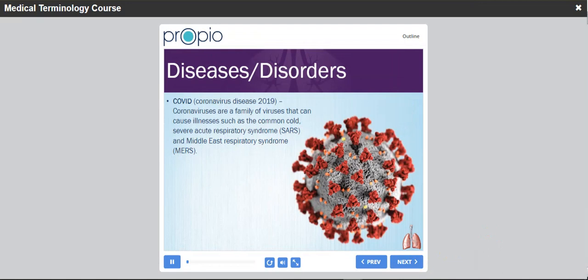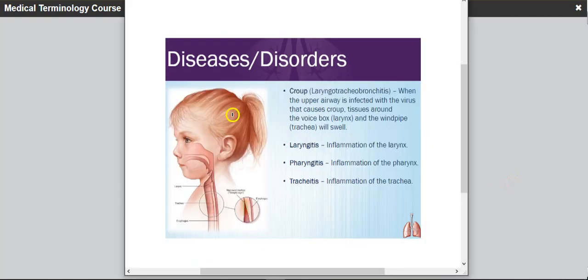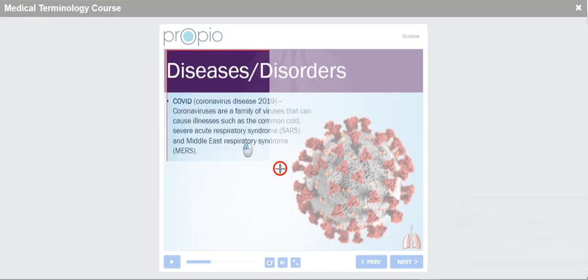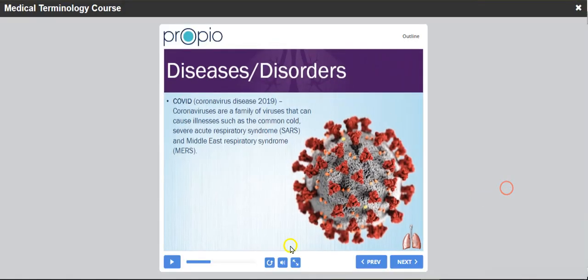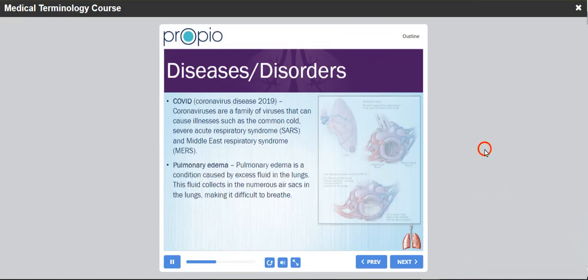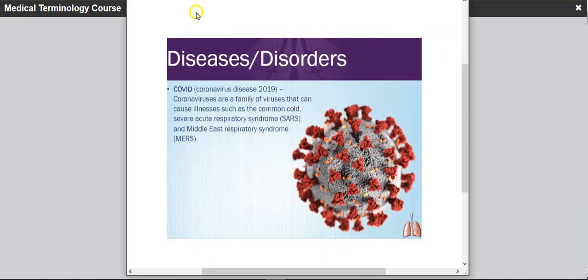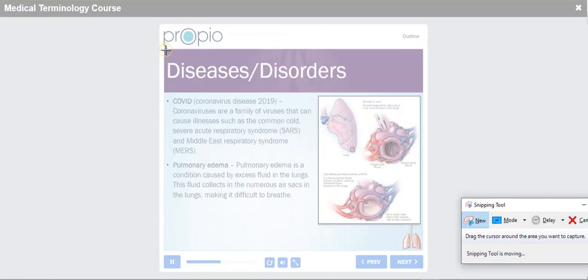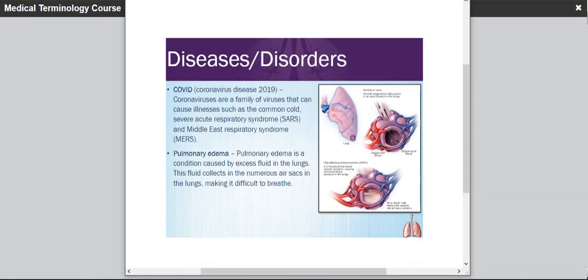Coronaviruses are a family of viruses that can cause illnesses such as the common cold, severe acute respiratory syndrome, or SARS, and Middle East respiratory syndrome, MERS. Pulmonary edema. Pulmonary edema is a condition caused by excess fluid in the lungs. This fluid collects in the numerous air sacs in the lungs, making it difficult to breathe.